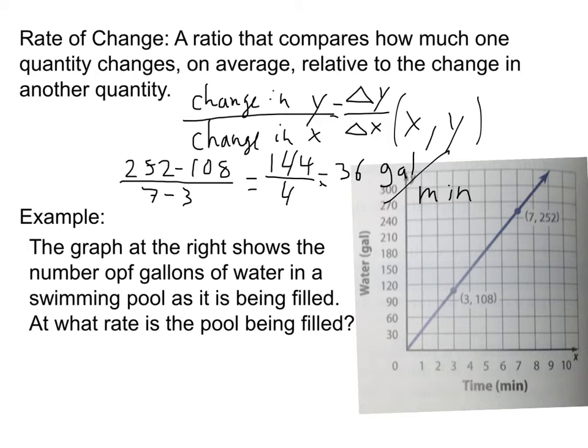Okay, this is a constant rate of change. This is not realistic. If someone went and flushed the toilet, all of a sudden that rate is not going to be 36 gallons per minute anymore. It's going to go down. So this is not real life.